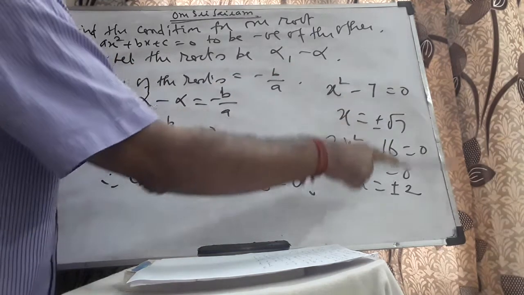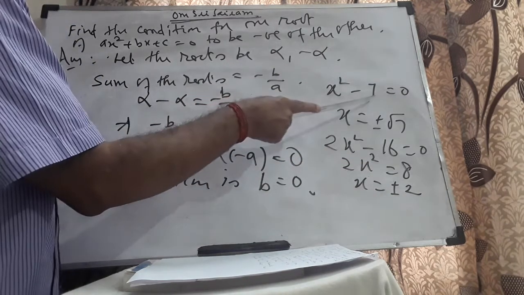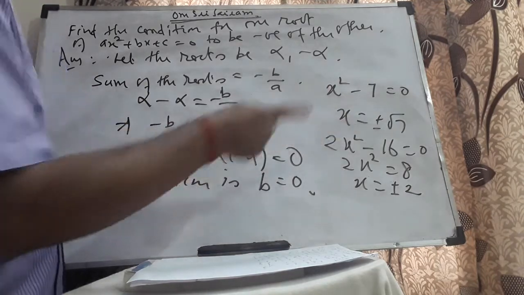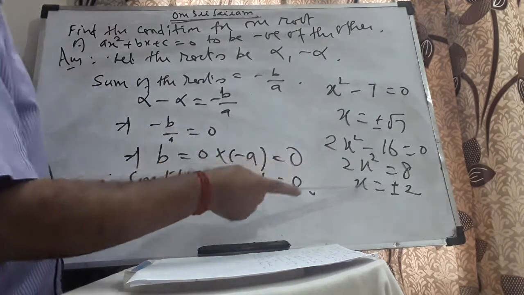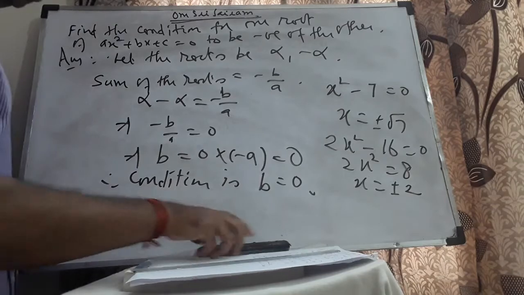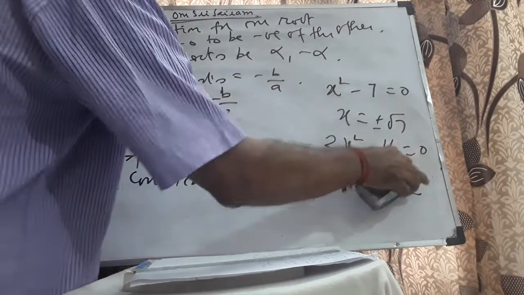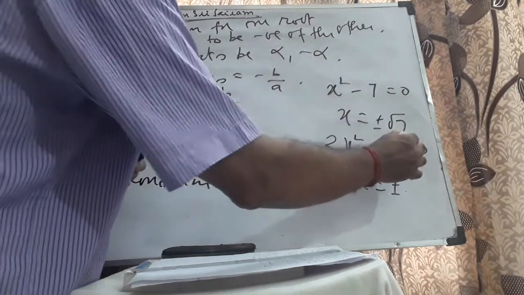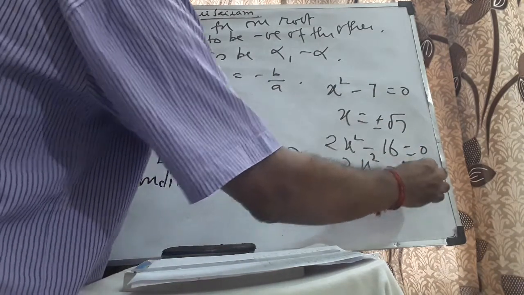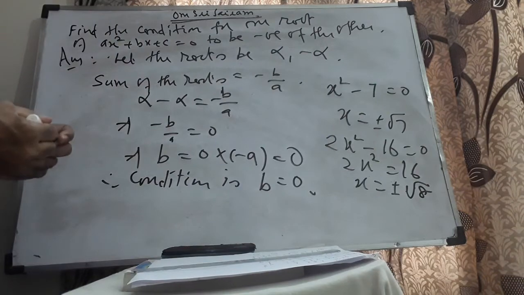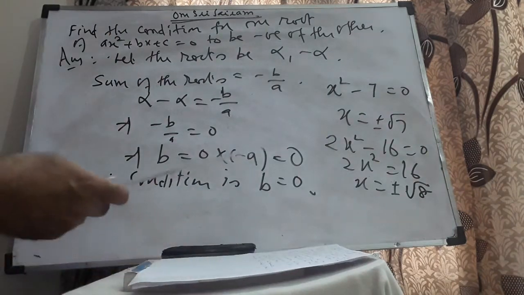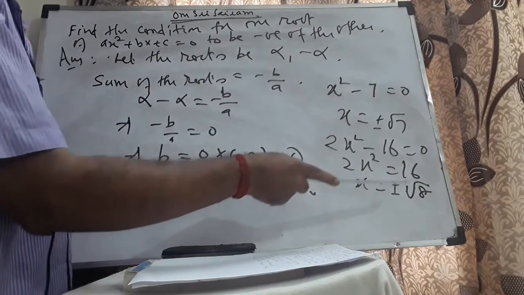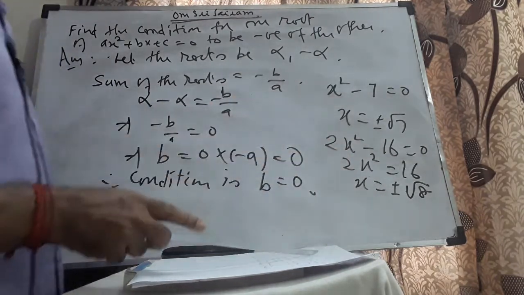You can check with some conditions also. I have taken an example, x square minus 7 equal to 0. Here b is 0, x is plus or minus root 7. 2x square minus 16 is 0. I'm sorry, there is a correction here. I'm extremely sorry. Sorry, earlier there was a mistake. I took it as 8 here. Taking it to the other side, it becomes 16. X square is 8, x is plus or minus root 8.